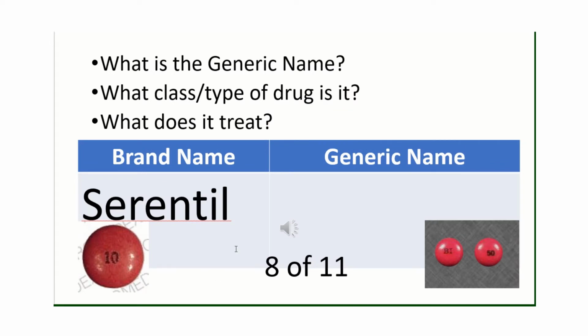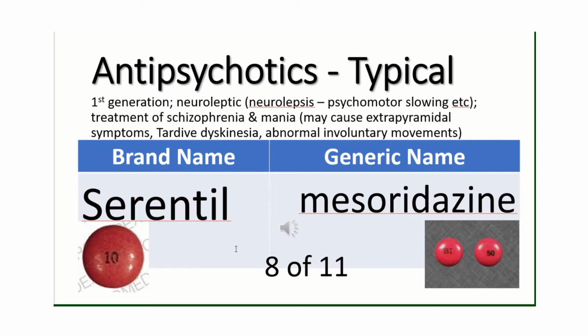What is the generic name for Surmontil? What type of drug is Surmontil? What does Surmontil treat? The generic name for Surmontil is mesoridazine. Surmontil and mesoridazine are typical antipsychotics. They treat schizophrenia and mania.